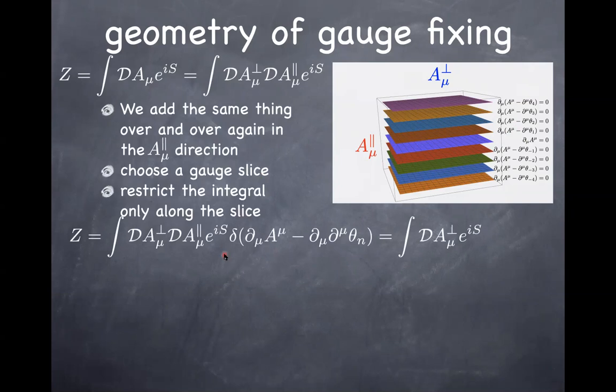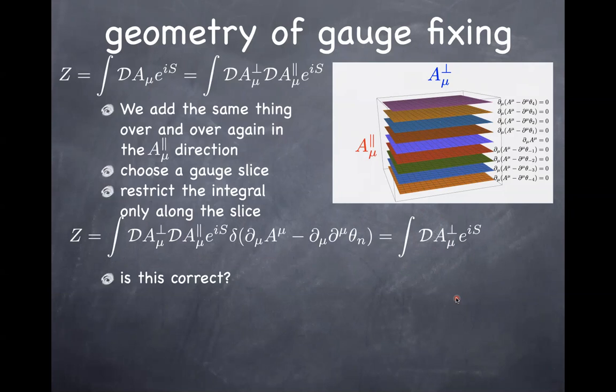So the idea is that if you stick in this delta function, delta of A mu minus del mu theta, to vanish, this delta function, or delta functional, corresponds to the restriction of the original integral down to one of these gauge slices. And if you're allowed to do that, then the integral over A parallel is now gone because you restrict yourself to only one of the slices, and you have an integral only over A perp. Once you have that, then you should be able to invert the kinetic term and then define the propagator.